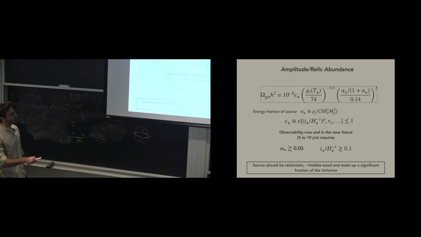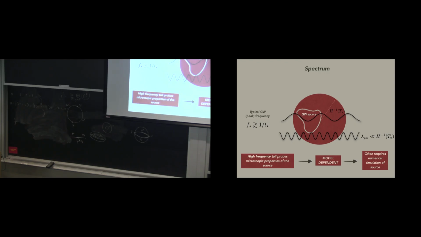Things that have more, so a suppression here and a suppression here, we won't be able to see them in the near future. But of course, with future sensitivities, we might hope to see more things. So that's kind of the important takeaway here. The source should be relativistic, Hubble-sized, or roughly Hubble-sized, and it should make up a significant fraction of the energy density of the universe at that time.